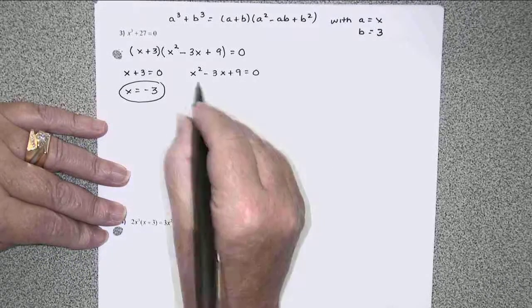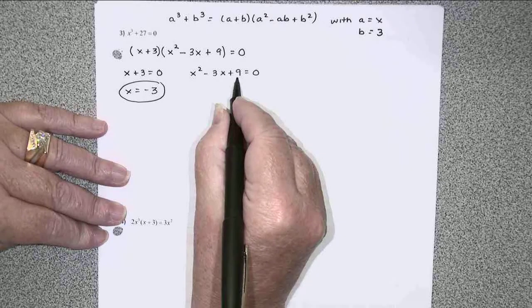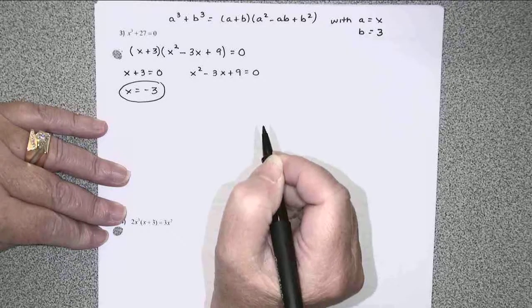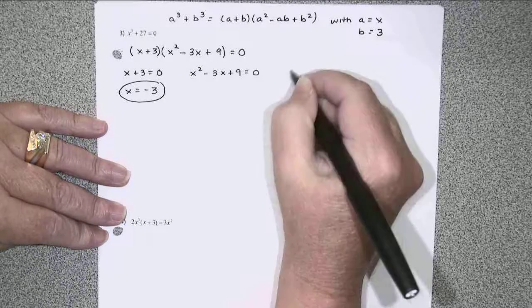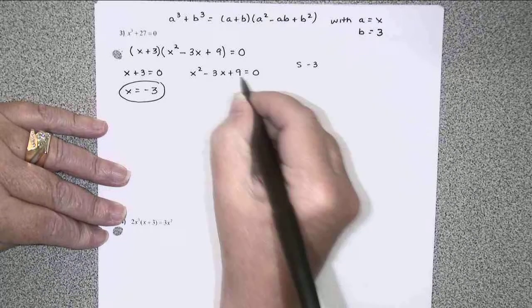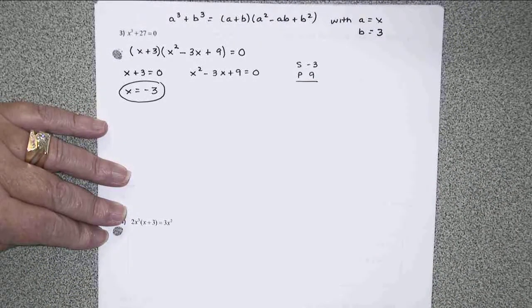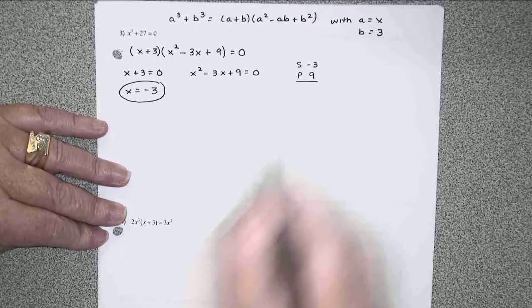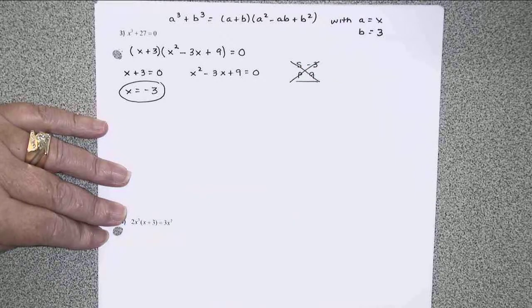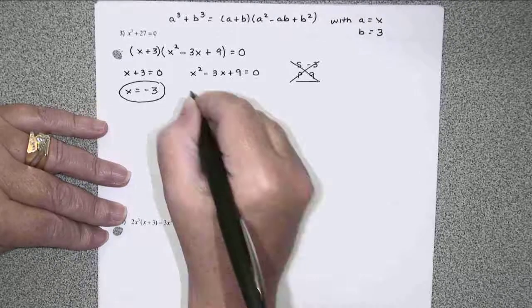Notice here, with a trinomial, I might start thinking about sum and product. A sum of negative 3, a product of 9. But I don't think I'm going to have any luck with that. 1 times 9, not going to work. 3 times 3, not going to work. No way to get a sum of negative 3 out of that. So when factoring doesn't work, this is typically where we fall back on the quadratic formula.